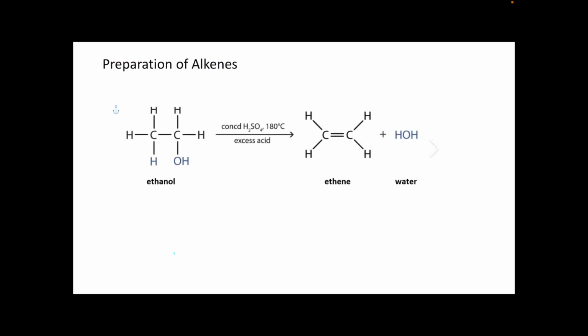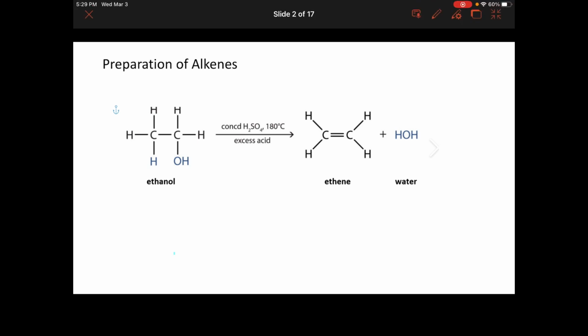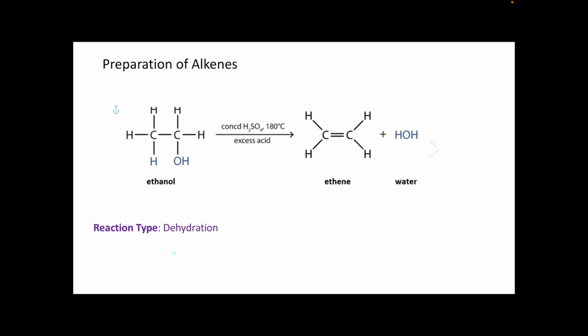First of all, we're going to look at how we prepare alkenes, and there are two ways you need to know about. So in the lab, you could start off with an alcohol, such as ethanol. You could add concentrated sulfuric acid, heat it up, and you can see that water is removed to produce the corresponding alkene, ethene. So have a think about what type of reaction this is. It is dehydration. We are removing water from one molecule.